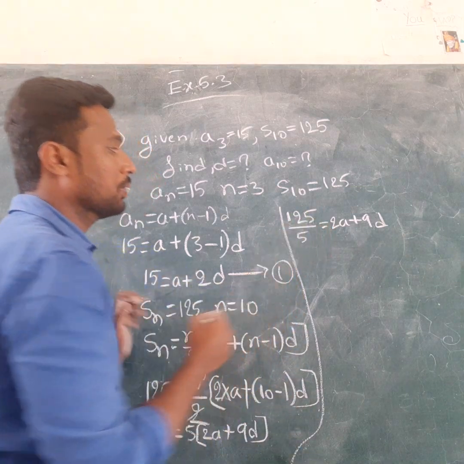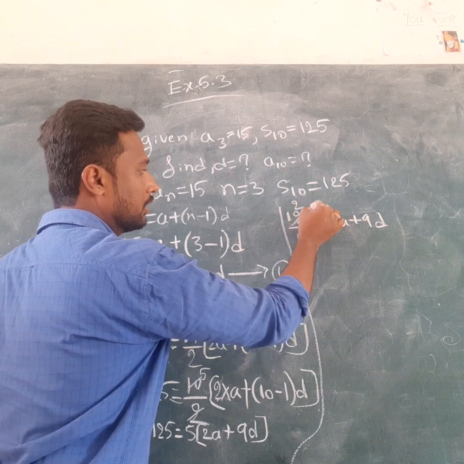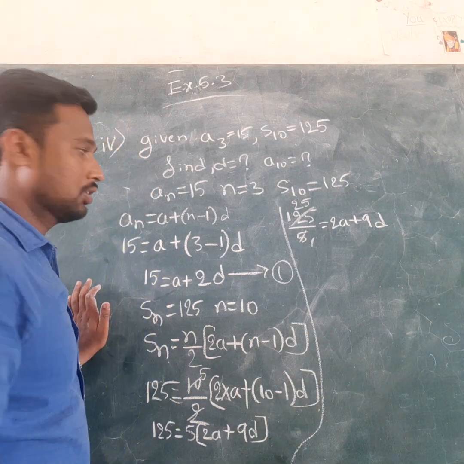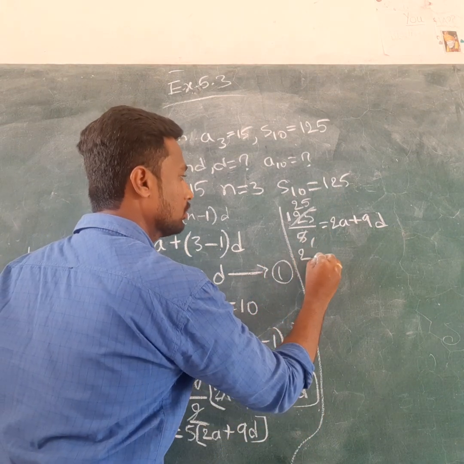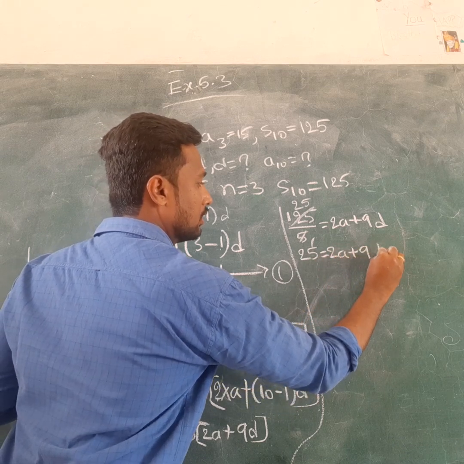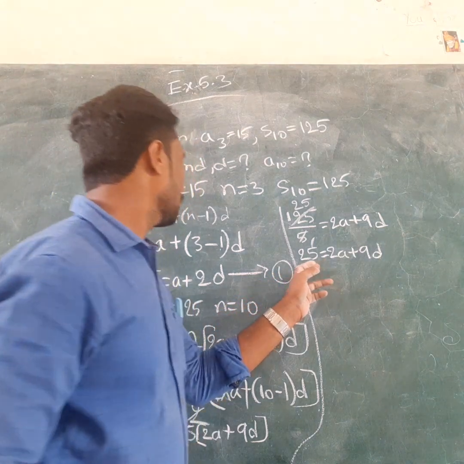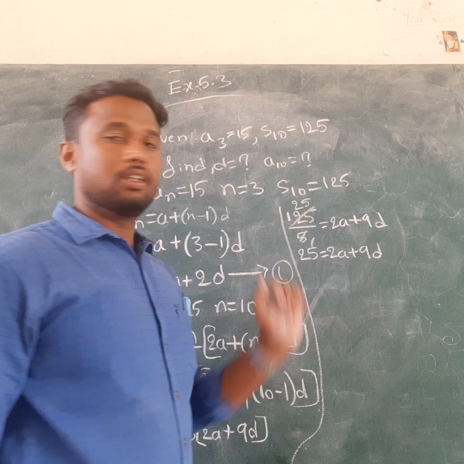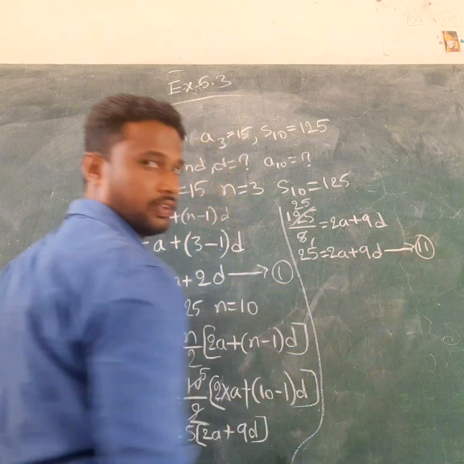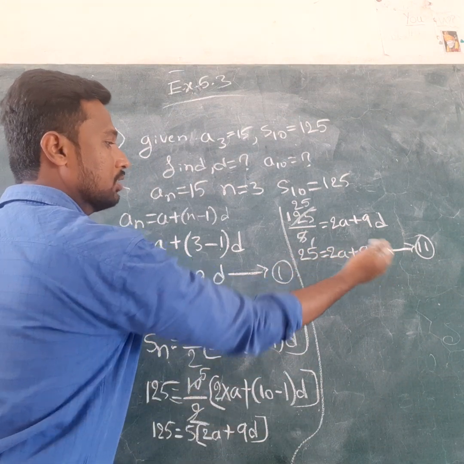So 125 divided by 5 means 5 1s are 5, 5 2s are 10, 2 is remaining, so it will become 25, 5 5s are 25. Right. So now it becomes 25 is equal to 2a plus 9d. So now also I haven't got any value of a or d, so I will consider this as equation 2. 25 is equal to 2a plus 9d.